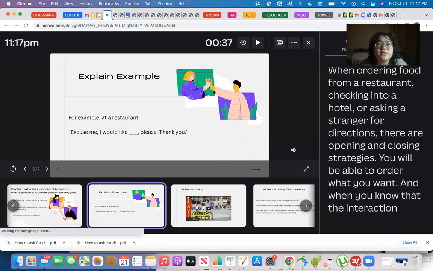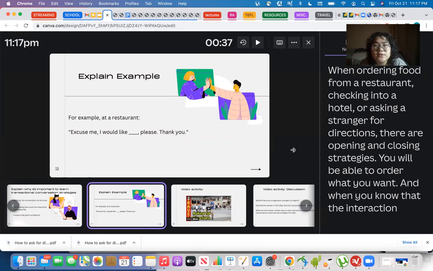And then I would explain this example that I have. If you're trying to order at a restaurant, maybe you would say, "Excuse me," in order to gain the attention of the server or the person manning the register. And then I would say, "I would like this, please," and I would either know the name of the item or I would point at a picture, and then I would end the interaction with a thank you at the end. And with this script, you can basically get exactly what you want at a restaurant.